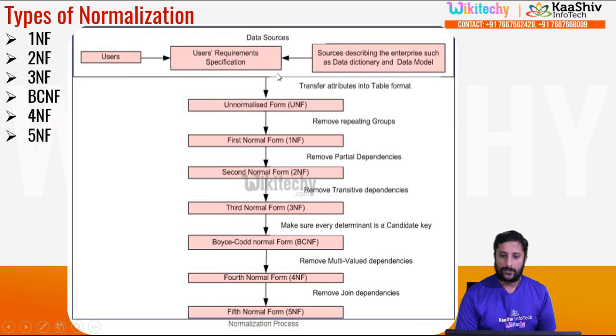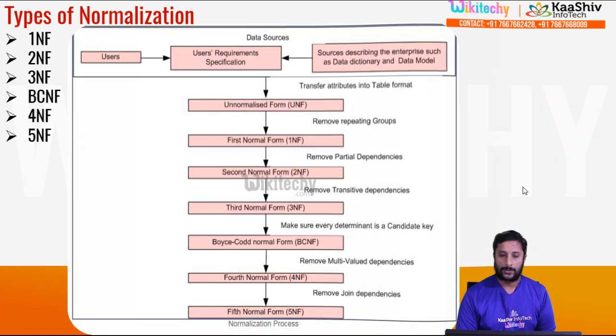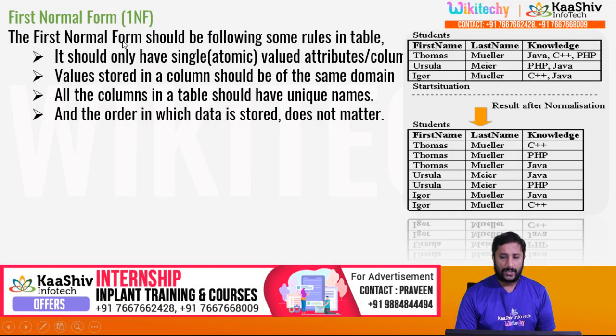There are varieties of normalization available. If there is a normal table, it is called unnormalized form. On top of it I can apply first normal form, second, third, BCNF, fourth and fifth. These are all varieties of normalization techniques we will be using. Here is the first normal form. Over here you are able to see I got Thomas Mueller and Java. See, everything is here. After the first normal form you are able to see it here.